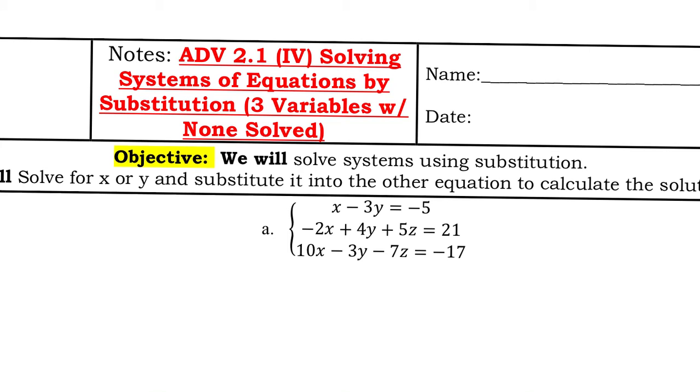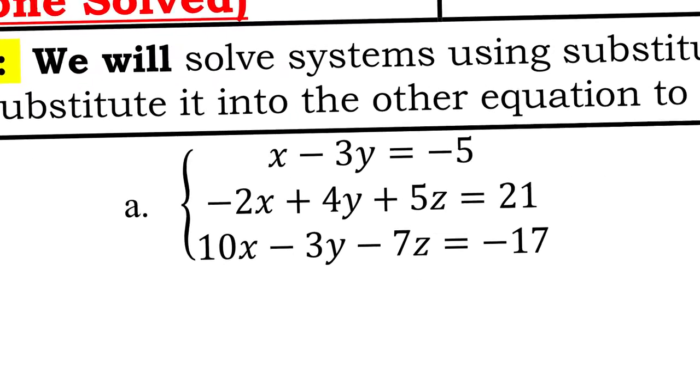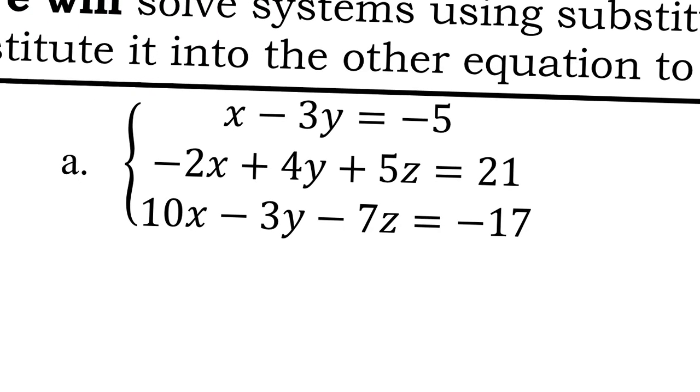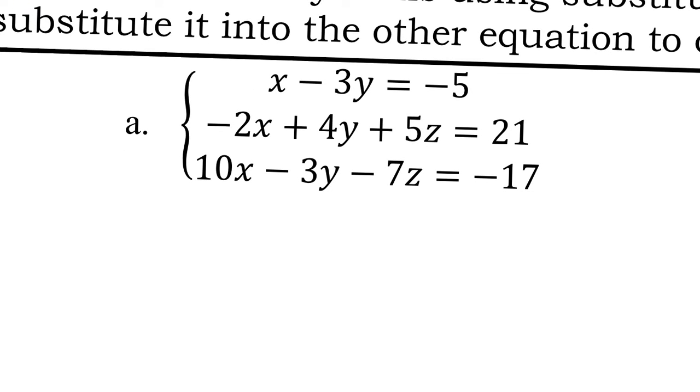Hey everybody, welcome to a video on solving systems of equations by substitution. We're going to have three variables. None of them are solved, meaning none of them have x equals whatever, y equals whatever, z equals whatever. I did make it a little bit easier by making this top equation only have two variables. That's going to help this problem go a little bit faster, but it will still take kind of a long time. So with substitution, when you're solving these by hand, you really just need to be patient.